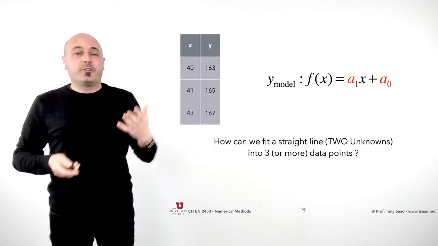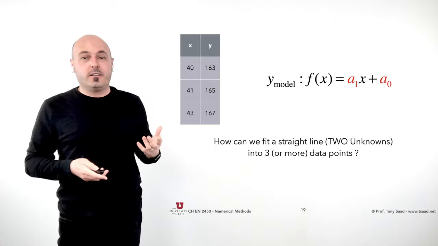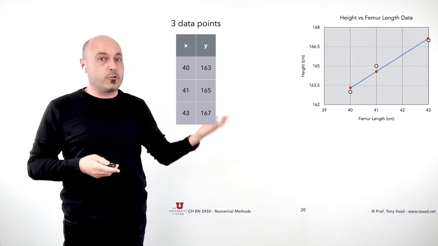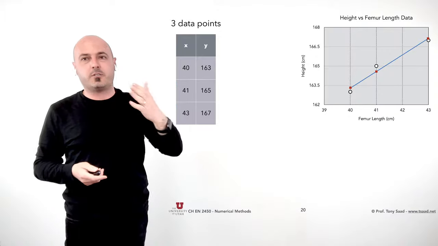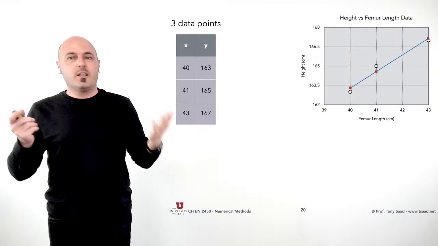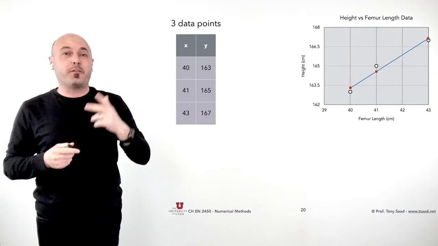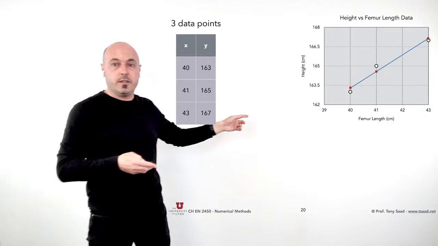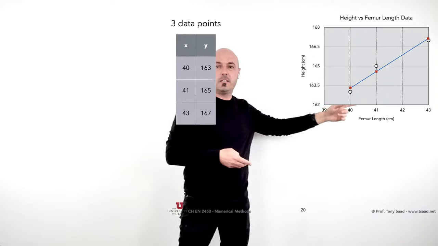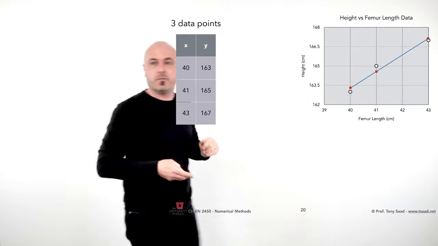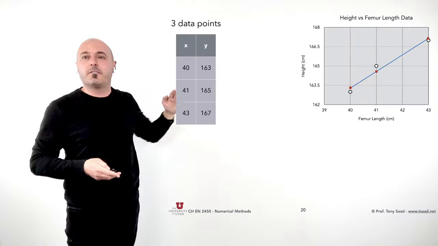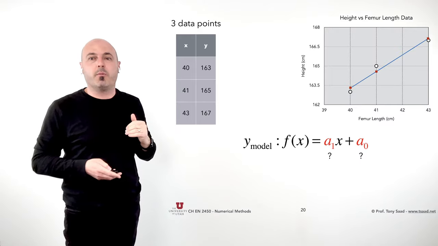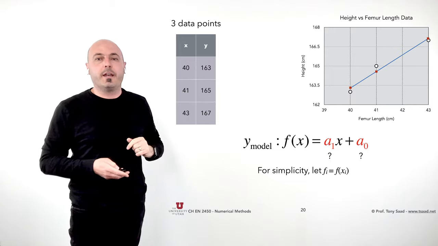All right, now the question is, how can we fit a straight line, two unknowns, into three or more data points? With interpolants, we could only fit a straight line into 2 points. Right here, we're going to start with an example of 3 points, okay? So these 3 points are given to you in these white dots over here. And my straight line fit is given by this blue line, okay? So that's my Y model. And we don't know A1 and A0.